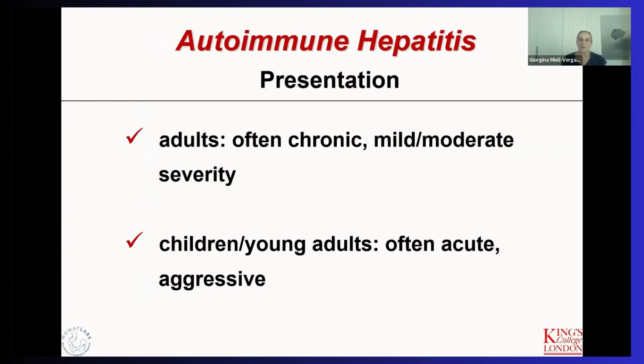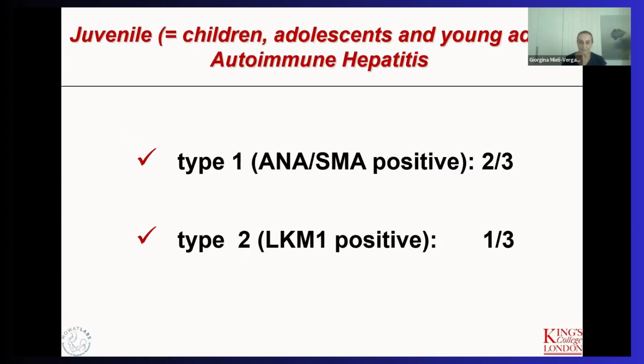The presentation of autoimmune hepatitis in adults is often chronic with mild to moderate severity. Although I have to say that more recently, also in adults, acute presentations are reported. But in children and young adults, the presentation is often acute and pretty aggressive, actually very aggressive. In the juvenile form of autoimmune hepatitis, two thirds are type 1 and one third is type 2.